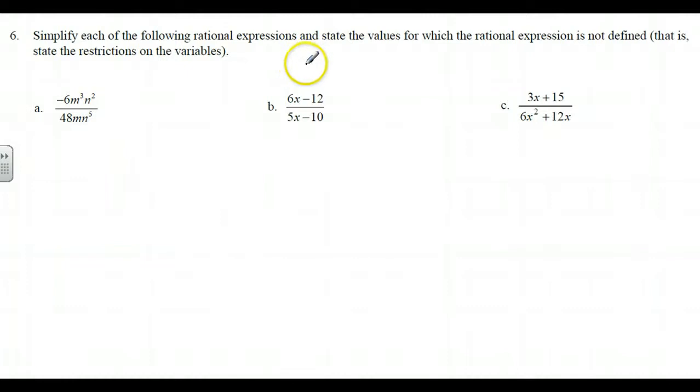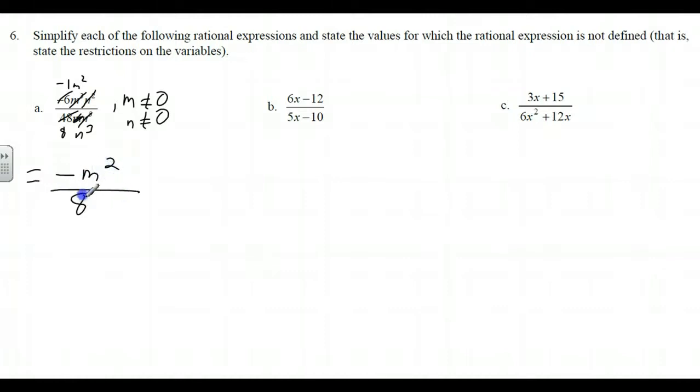So simplify each of the following rational expressions and state the values for which it is not defined, that is, state the restrictions. There is, okay, just m and n, so let's start off with restrictions. M cannot equal 0, n cannot equal 0, okay. This will be -1. This will be 8. 6 goes into 8. The m, this will be m squared. That takes care of the m. The n squared makes this an n cubed. So it's -m squared over 8n cubed. If you notice any mistakes, let me know so I can come in and fix them.